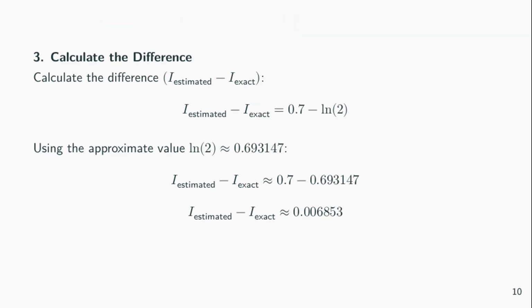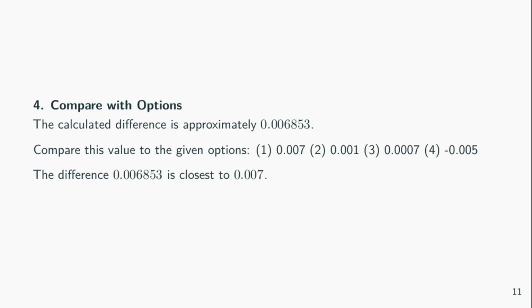Now let's calculate the difference between our estimated value and the exact value, I estimated minus I exact. That's 0.7 minus the natural log of 2. Using the more precise approximate value for the natural log of 2, which is about 0.693147, we calculate the difference as approximately 0.7 minus 0.693147. Performing that subtraction gives us a difference of approximately 0.006853.